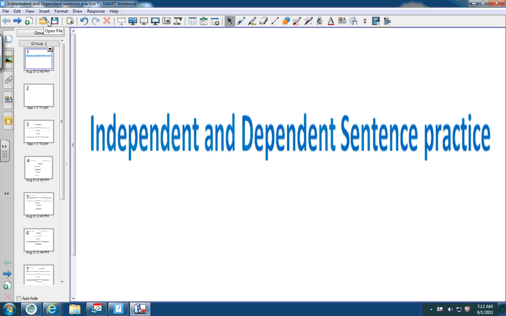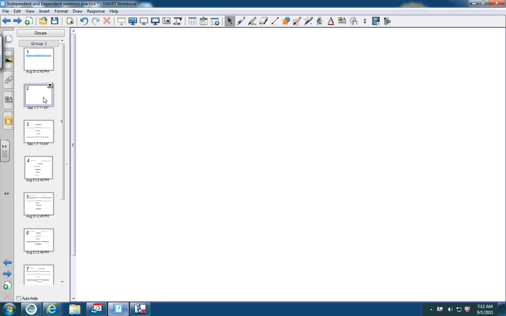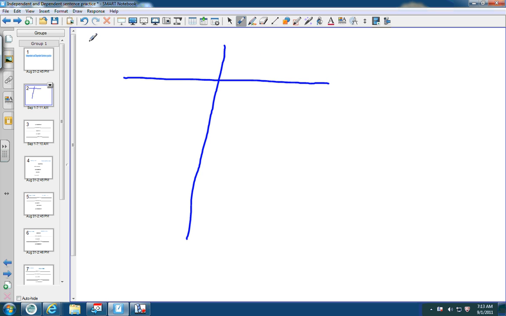This video is a review of independent and dependent sentence practice. When we talk about independent and dependent, I go with the idea that it's the same as cause and effect. So I'm going to make this little T chart right here. And I'm going to start here. I've got cause and effect.